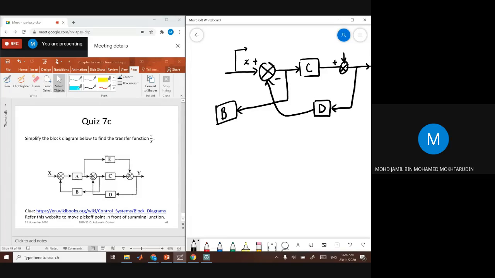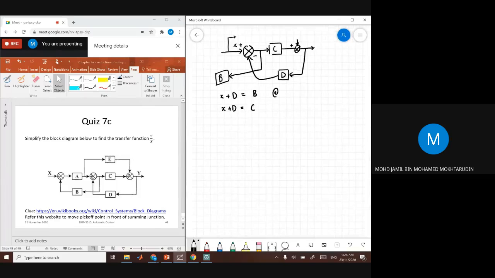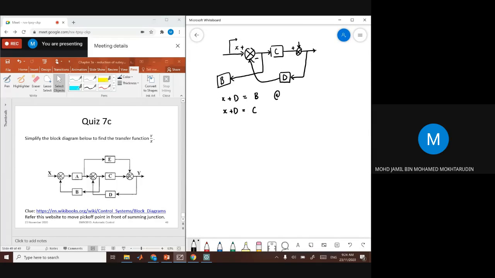So basically kalau zaman dulu masa saya belajar dulu, kita orang belajar tak ada rules yang macam korang belajar ni, okay? Kita orang belajar derive satu persatu, okay? So apa yang berlaku ialah basically X plus D dia boleh jadi B, atau X plus D, dia jadi C. Okay, dia ada dua. So, bila kita nak simplifikan dia punya block diagram tu.